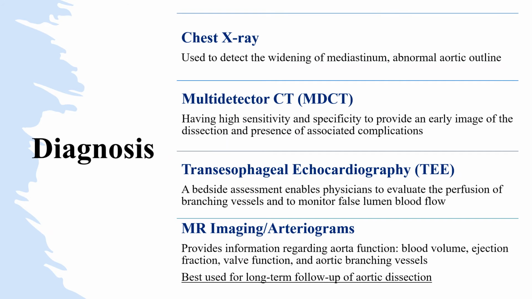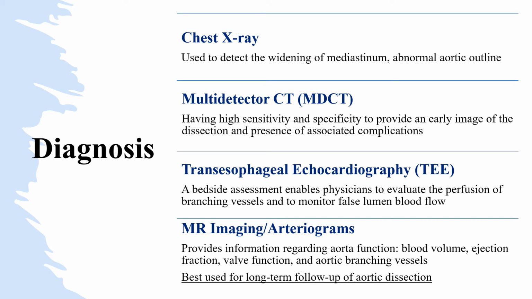Here are some methods that can be used to detect aortic dissection. Chest X-ray is used to detect the widening of the mediastinum or an abnormal aortic outline. The false lumen might make your aorta look bigger. Multi-detector CT, MDCT, has very high sensitivity and specificity to give us an early image of the dissection or any presence of associated complications like cardiac tamponade or false lumen.